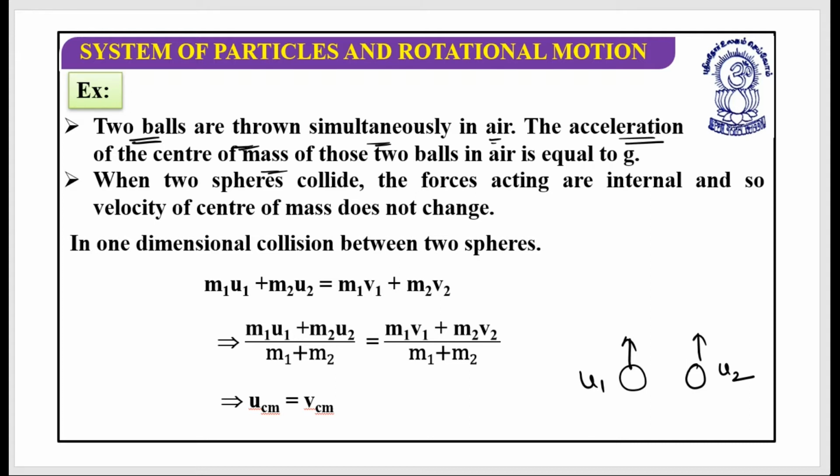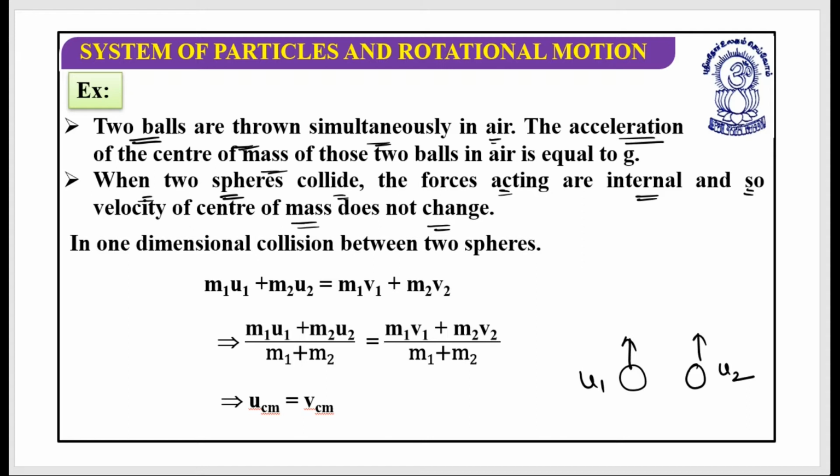One more case: when two spheres collide, the forces acting on them are internal, and so the velocity of center of mass does not change. This is the same case as the collision of two bodies. When we collide two bodies, we consider their collision to be due to internal forces because we consider them as a complete system. And if only internal forces are acting, with no external forces acting, that means the velocity of center of mass does not change.